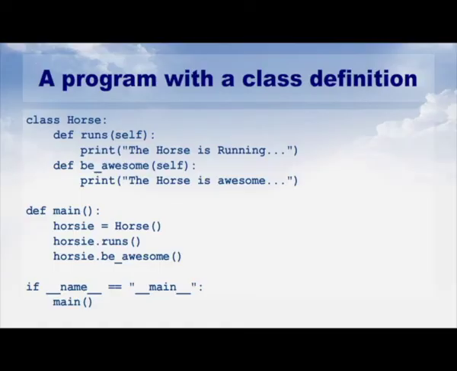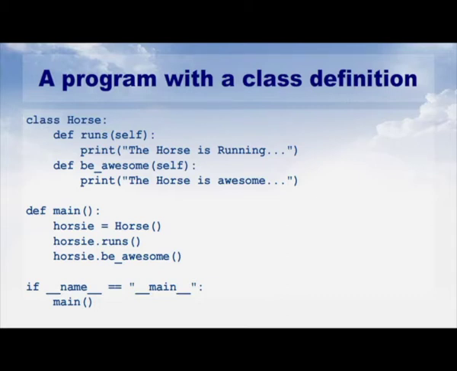In this diagram, you can see a listing of the code that we have written for demonstrating the object oriented programming capability of Python. A program with a class definition is shown here. I have created a class called horse, which we have already done, with two methods runs and be awesome, and both the methods take self as the parameter.